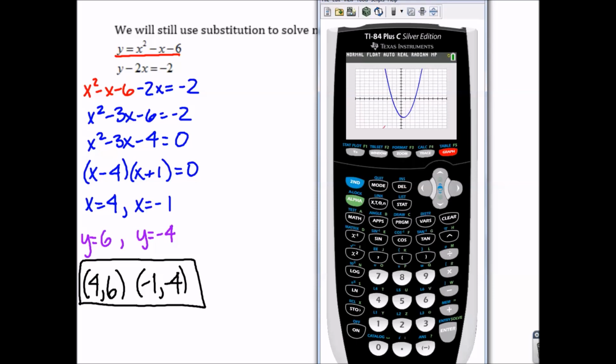So I got my parabola and then my line. So I can check these two intersection points look about right: negative 4, 1, 2, 3, 4, 1, 2, 3, 4, 5, 6. But again, you can check the exact roots by doing second trace and calculating the intersection points.